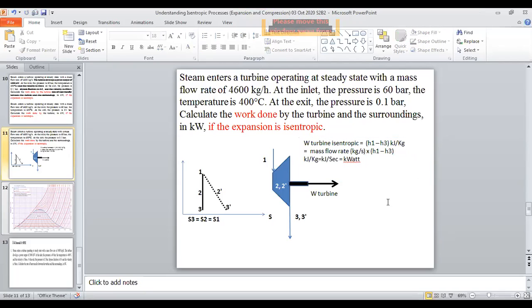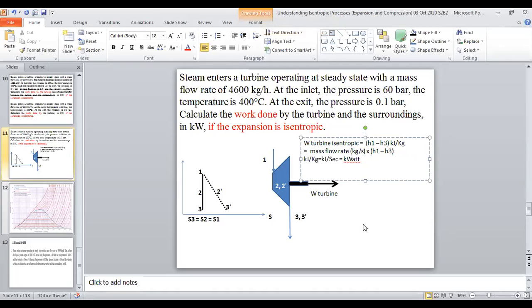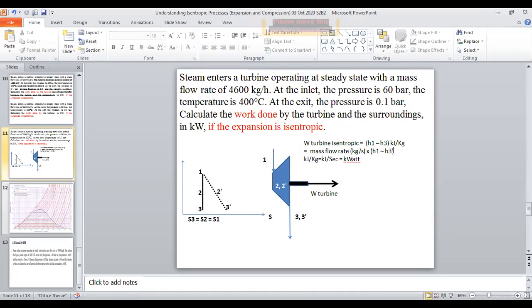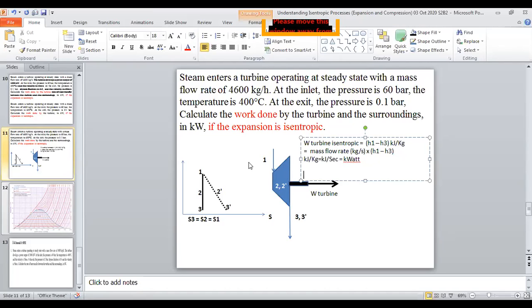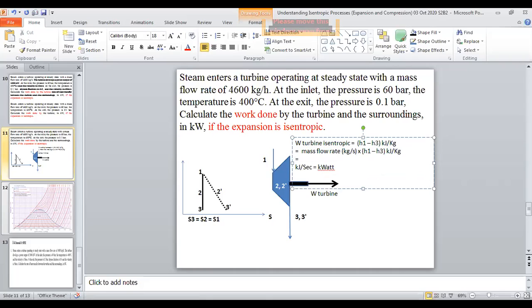So you have to calculate mass flow rate times H1 minus H3. W turbine isentropic here is kilojoule per kg work done, per kg, times the mass flow rate. That's how we can evaluate this.